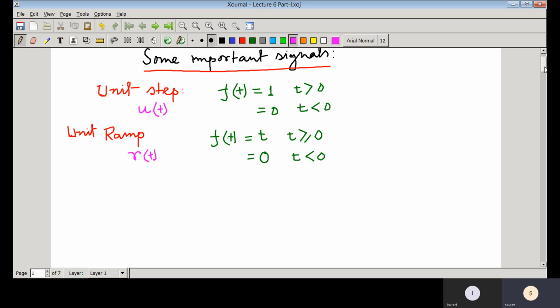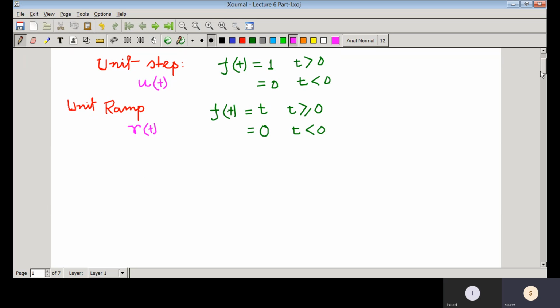The other standard signals that we use in control systems, as well as in signals and networks, are the parabolic signal. The parabolic signal is described as f(t) equal to half t square when t is greater than or equal to 0, and equal to 0 when t is less than 0.